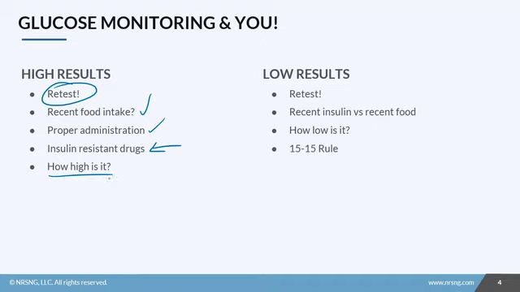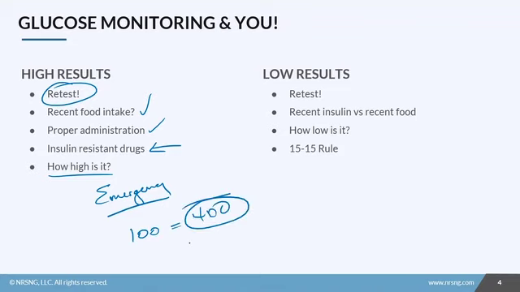So the last thing you want to consider when you have high results is, how high are the results? Is this an emergency? We want to ask ourselves that question when they're high. If you're aiming for like 110 and it's 115, that's not high. But if you're aiming for 100 and all of a sudden it's 400, that's a problem. We need to start looking back at these issues and say, hey, why is it not where it's supposed to be?